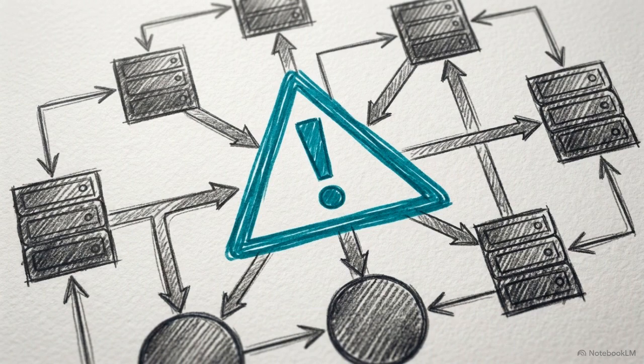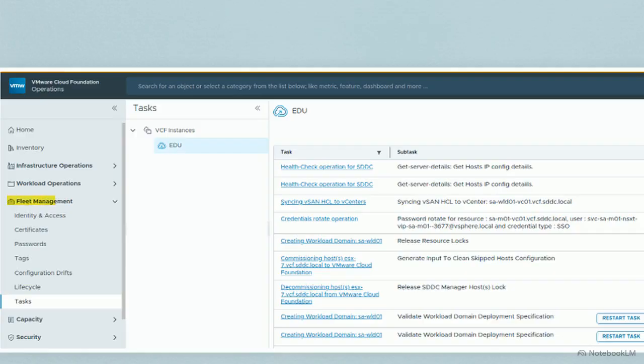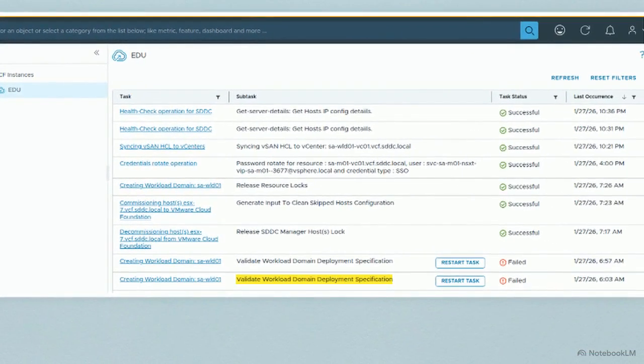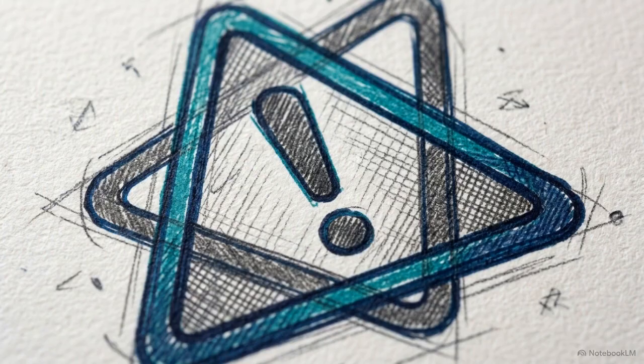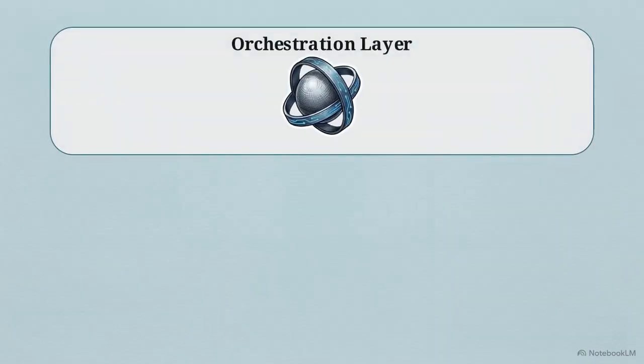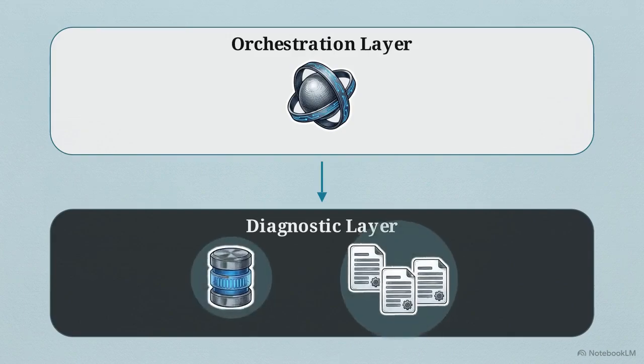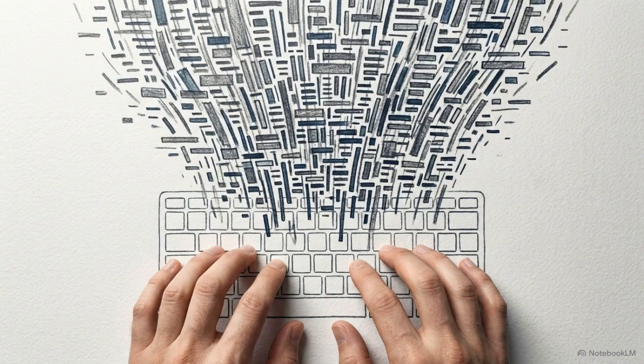orchestration process halt unexpectedly. The standard operational starting point is the Fleet Management Dashboard, which logs the failure under the Validate Workload Domain Deployment Specification task. The natural reactive response is to rely on this red failed status indicator to understand the outage. However, high-level dashboards are designed for orchestration, not deep-tier diagnostics. To find the answer, we have to move past the management layer.